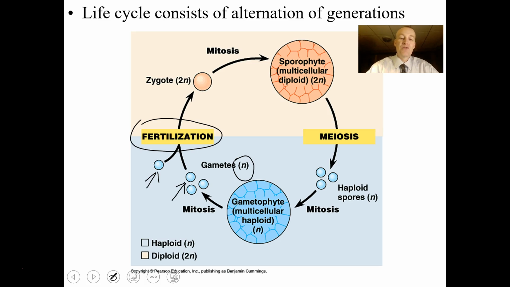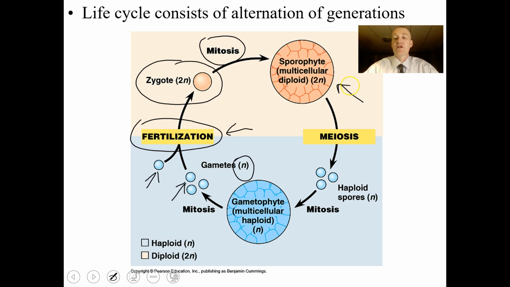So these sperm cells and egg cells that are haploid will come together and fuse, and they will form a zygote. The zygote now is diploid because you had the union of two haploid cells. That zygote will undergo lots and lots of mitosis, just normal cell division, and it will produce a sporophyte. The sporophyte is the spore-producing plant in this particular life cycle.